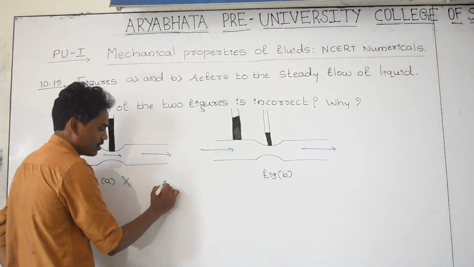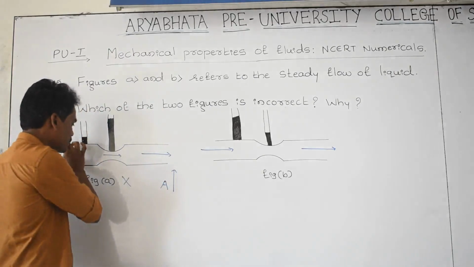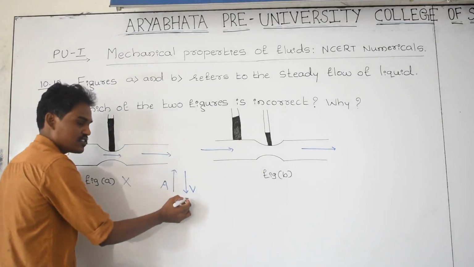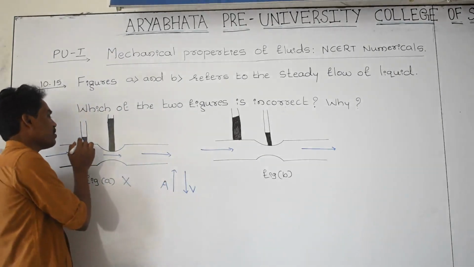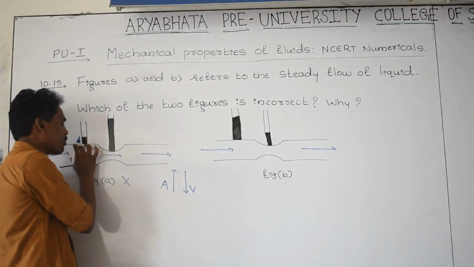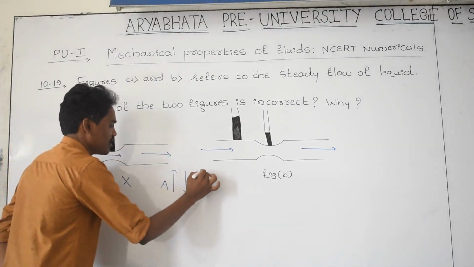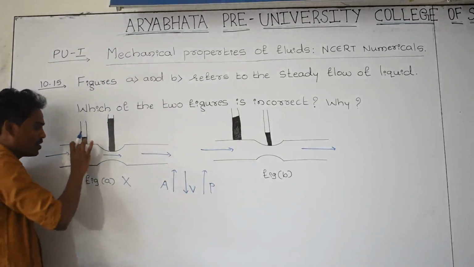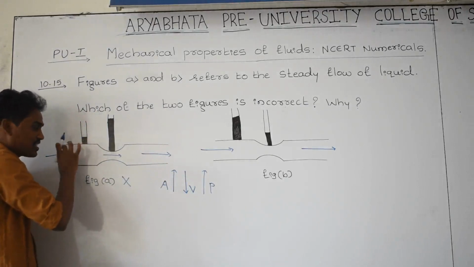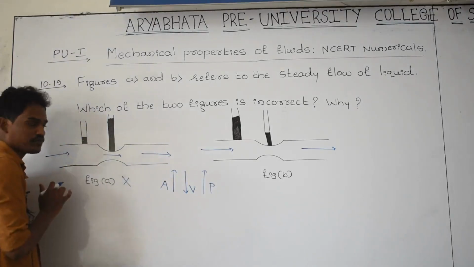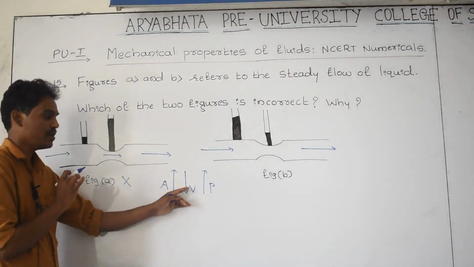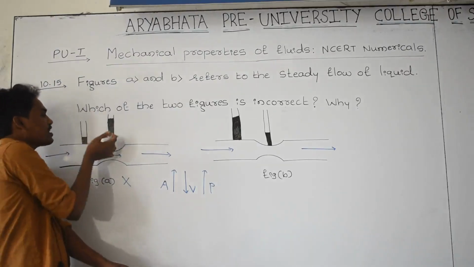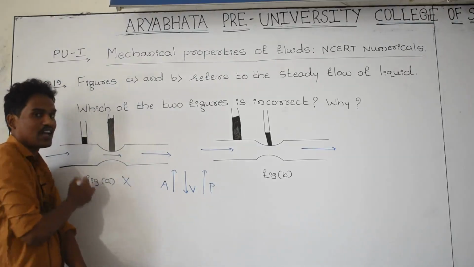More the area, in the sense the speed of the liquid particles is very less. As a result, the pressure exerted on this mercury by these slow moving particles of the liquid is more. But this relation is not applying here. More is the area, lesser is the speed of these particles, but more is the pressure here. More pressure means this liquid has to rise more as compared to this one, but here it is not happening like that.